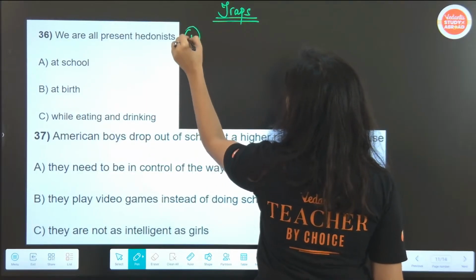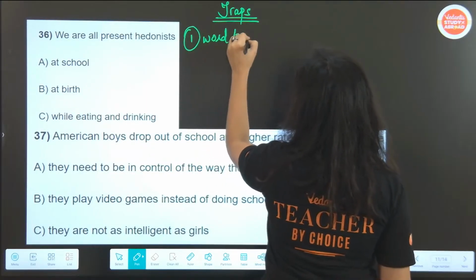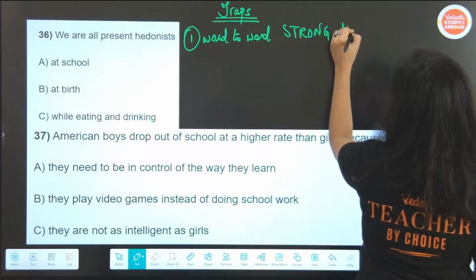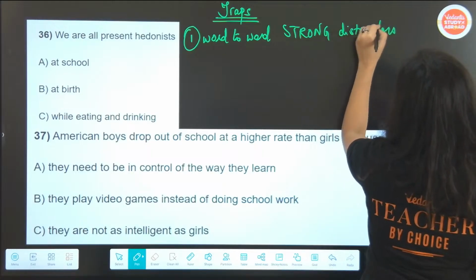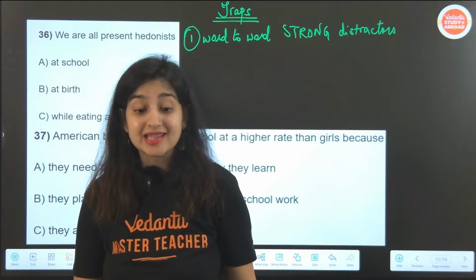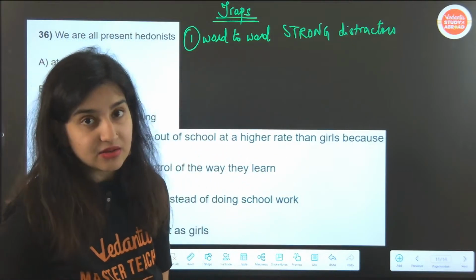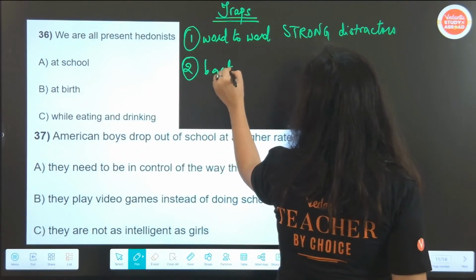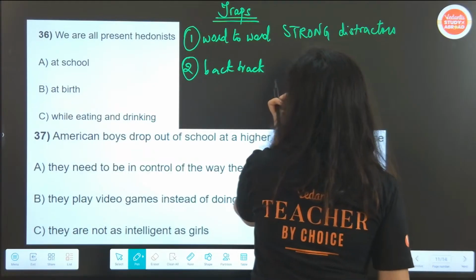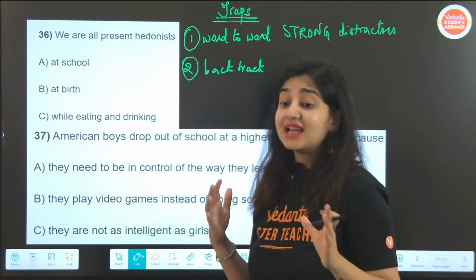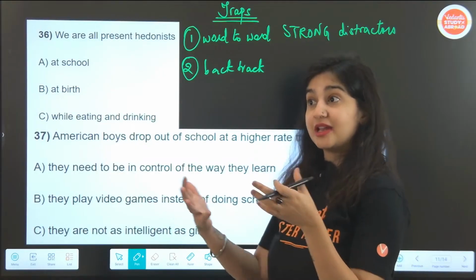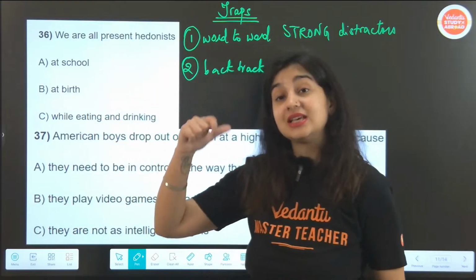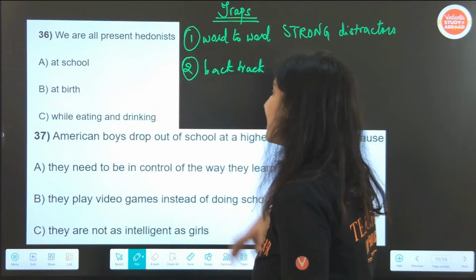The first one was word to word strong distractors, okay? So the distractors were things that were said word to word in the recording, okay? But what was done? A lot of backtracking was done. So it was like, you might think that these people are those, which is an option, but actually they are, which is the correct answer. Okay, so a lot of backtracking.